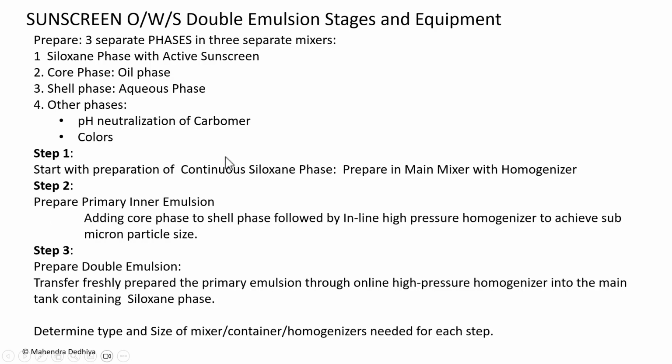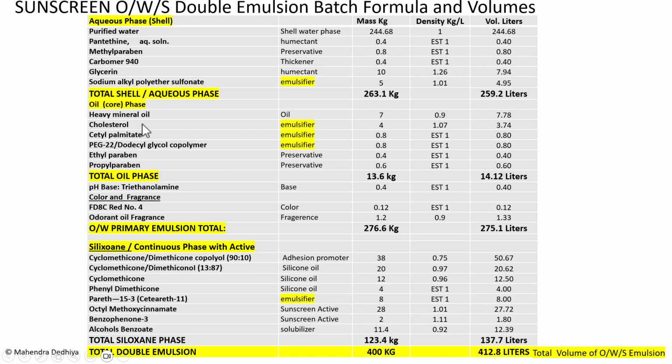Let's look at the mixer capacity for each step. In this case, formula is copied as is. Mass, densities are shown. For low volume, I've used an estimate of 1 for calculation of the mixer size. Aqueous phase, 263.1 kilos. Total volume is 259 liters. Oil phase, the core, is 13.6 kilos. Volume is 14.12. Oil and water primary emulsion, weights and volume are shown here.